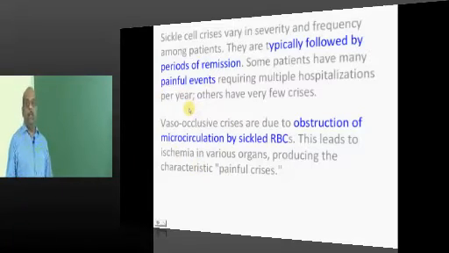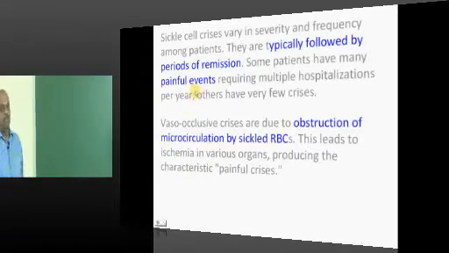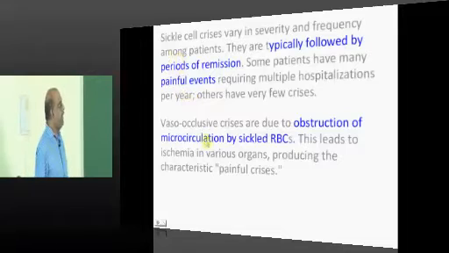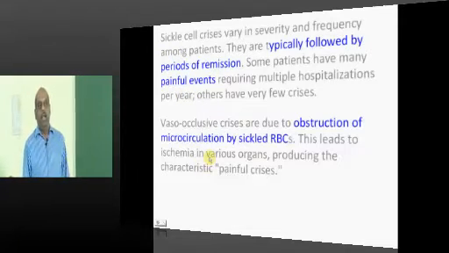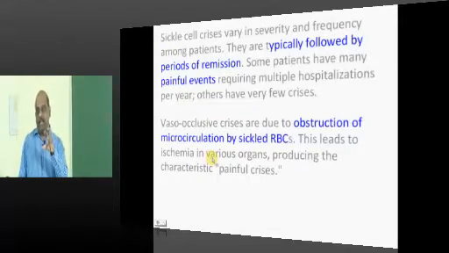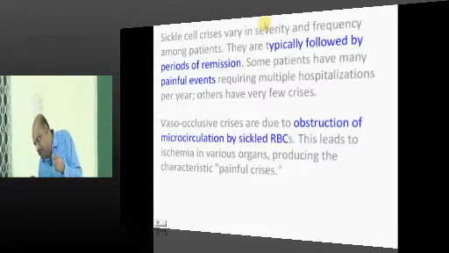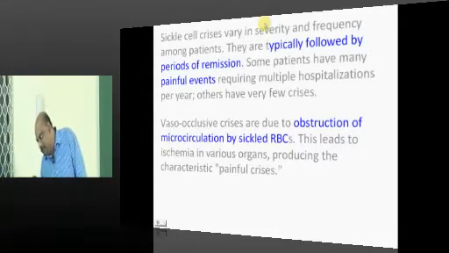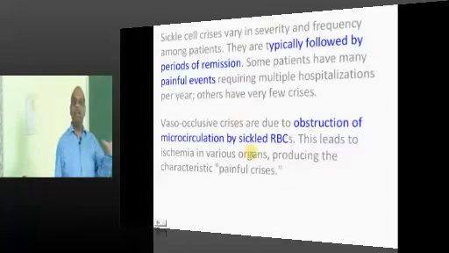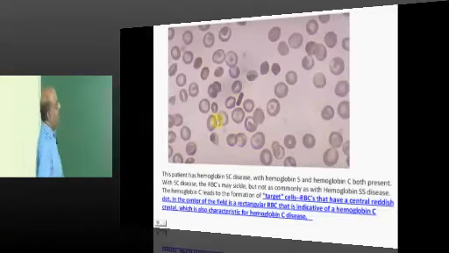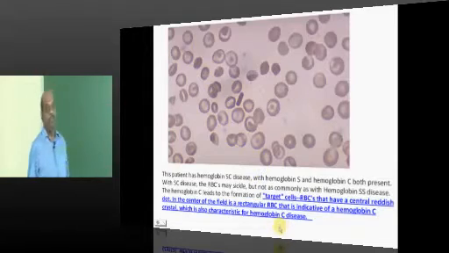Now, there will be periods of remission, sometimes there will be painful events, and all these sickle cells will lead to microvasculature obstruction and that leads to development of the vaso-occlusive crisis.